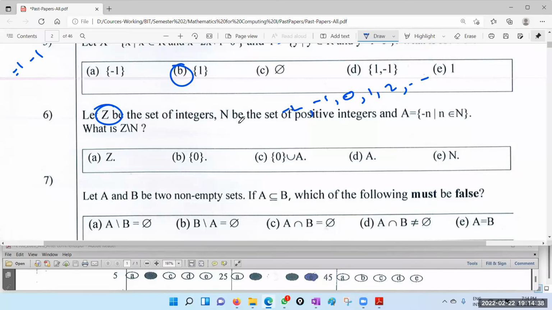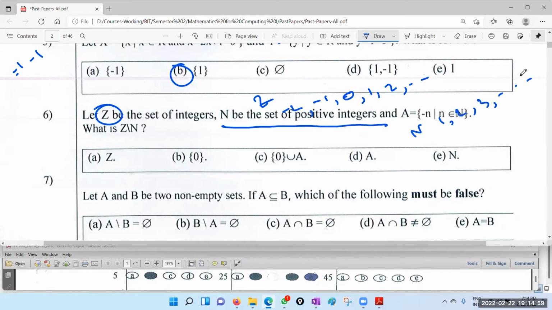Z be a set of integers and n be the set of positive integers. Positive integers means natural numbers. Right? We did those things in semester 1, the first topic in introductory maths. So n is a natural number. So this is my Z, and my n is 1, 2, 3, 4, etc.